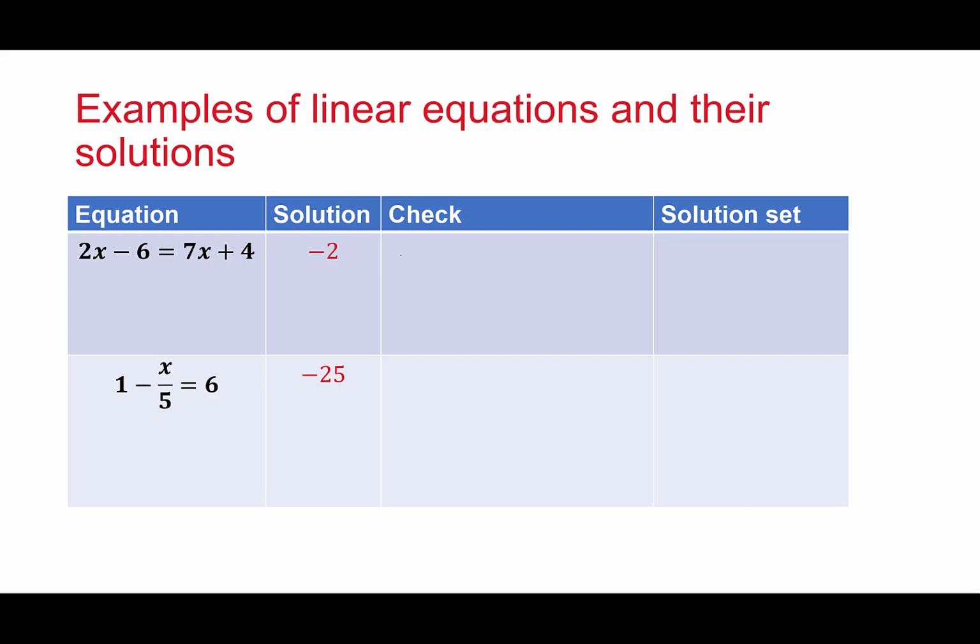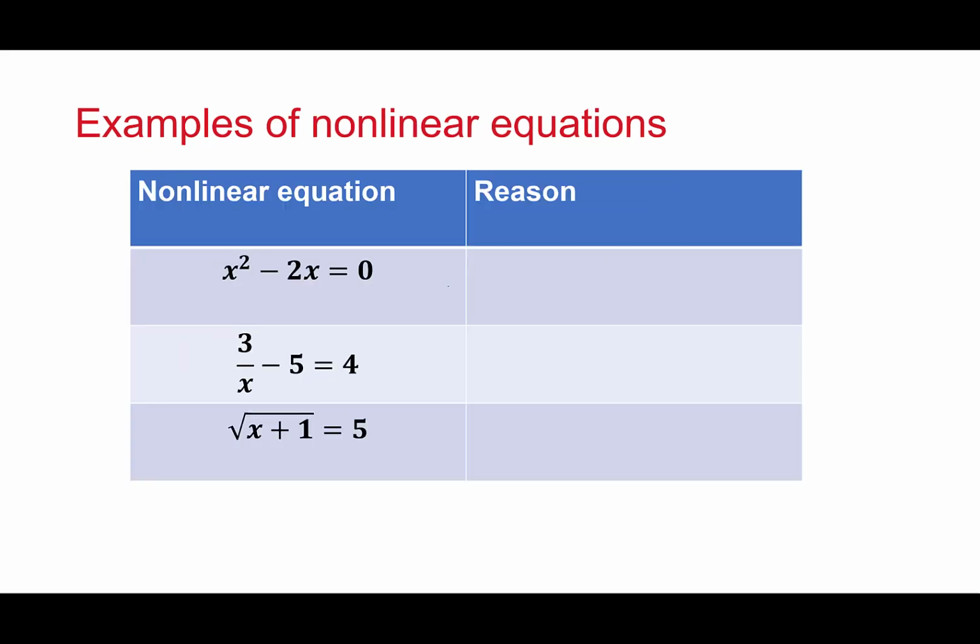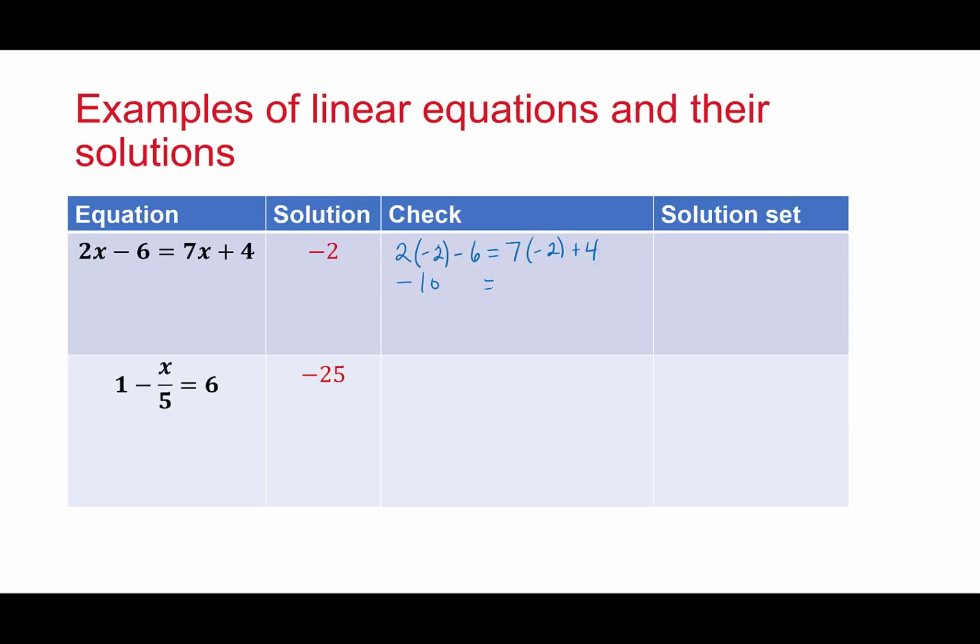So that gives us 2 times negative 2 minus 6. Is that equal to 7 times negative 2 plus 4? Well, 2 times negative 2 is negative 4 minus 6 is negative 10. On the right, we get negative 14 plus 4, which is also negative 10. So because negative 2 made the equation a true statement, it is a solution. So the solution set would be the set containing negative 2.